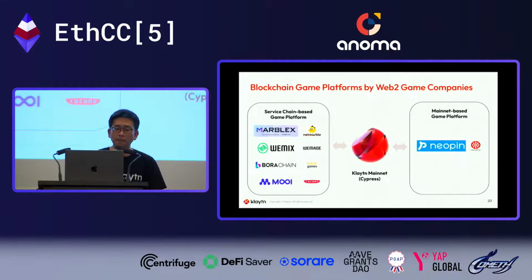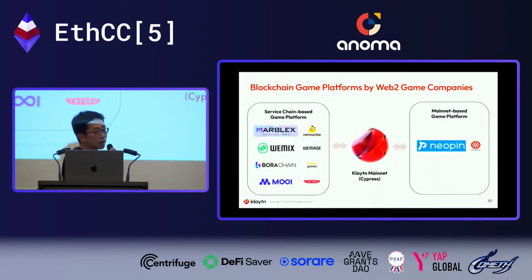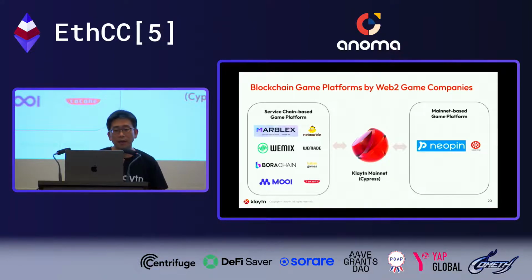And so these are the architectures that we have designed, and with this architecture, we work with many game companies like Marvel and We Made and so on. So they built their own game ecosystem using our service chain, and these are some examples. But interestingly, there's also a game platform that was built on top of mainnet. So instead of just deploying a different chain and building their own chain, they made a game platform by just utilizing the mainnet. And of course, these two kinds of game platforms are interacting through the Klaytn mainnet.